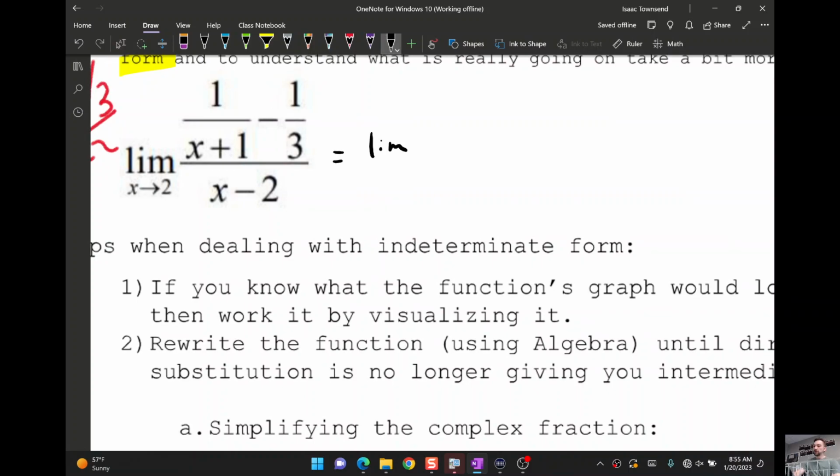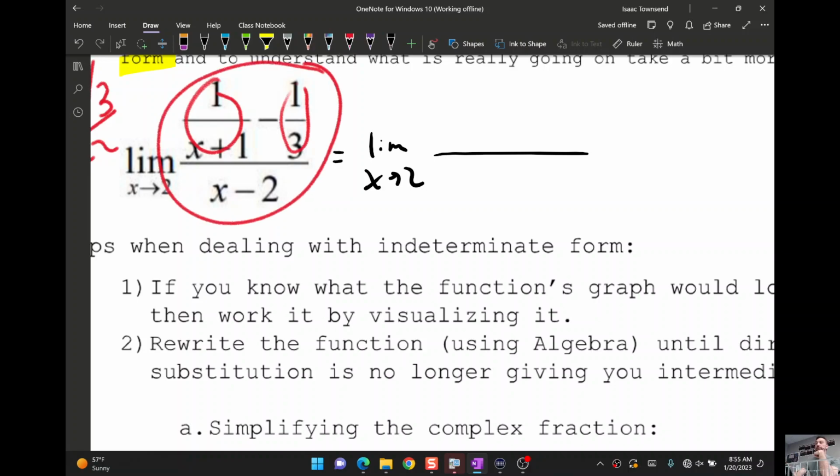And I know you see very little of this in Algebra 2, if any at all. But it does pop up occasionally in calculus and even college algebra. Complex fractions is a thing. So what makes this a complex fraction, and how I'm going to make it not be a complex fraction, is because it has smaller fractions within a bigger fraction. So your first goal is to try to get rid of these smaller fractions.